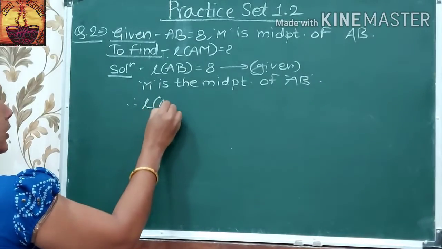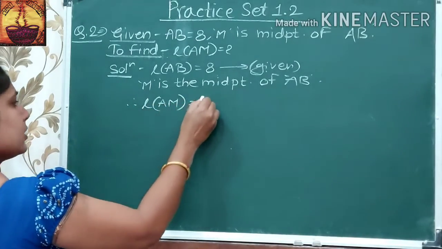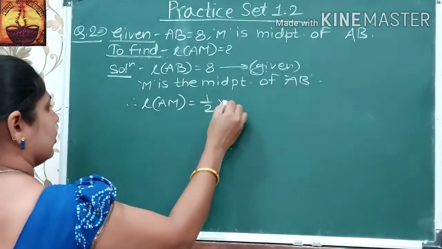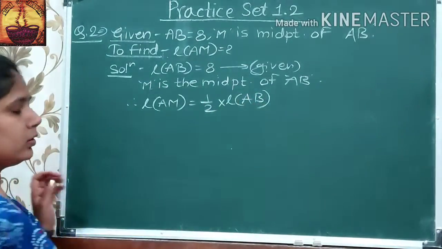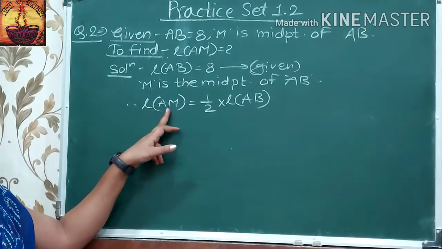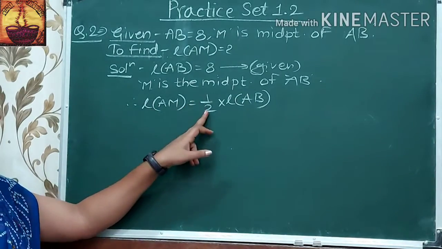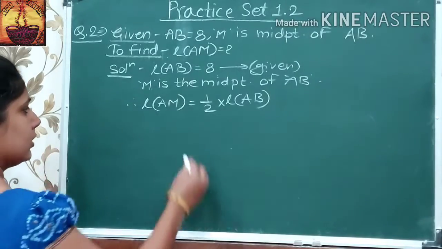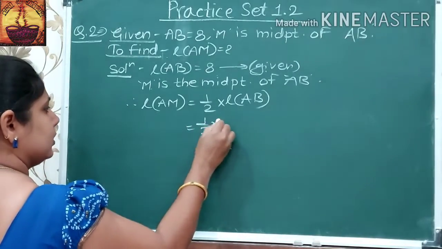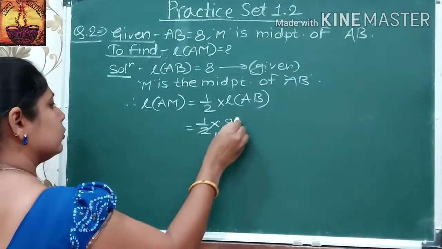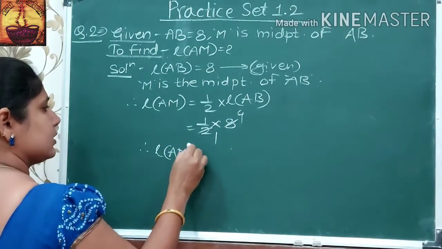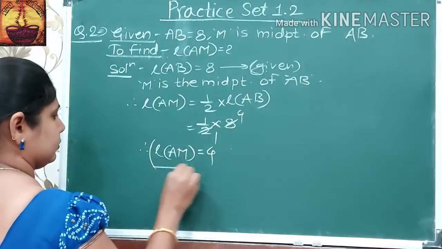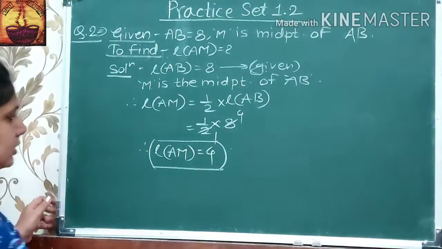Therefore, length AM is equal to 1/2 of length AB. M is midpoint of AB. Therefore, length AM is equal to 1/2 length AB. Here, length AB is 8. Therefore, 2 4s are 8. Therefore, length AM is equal to 4. Hence the solution.